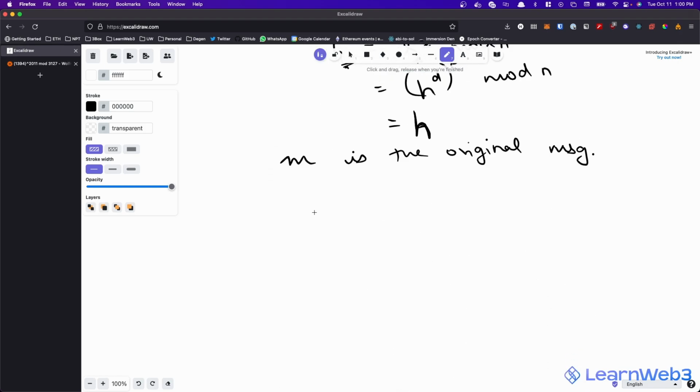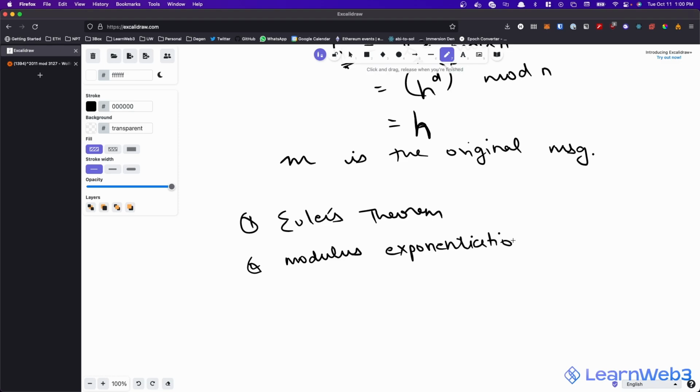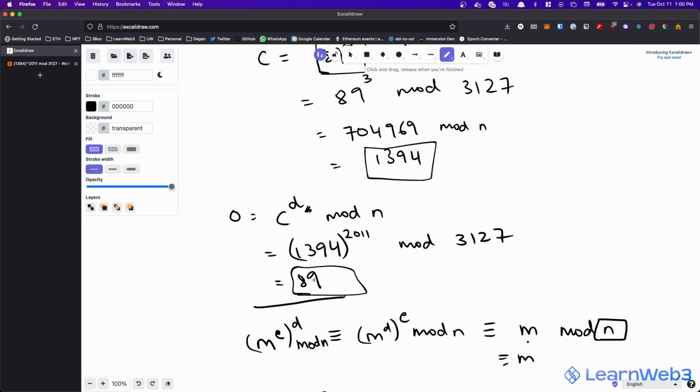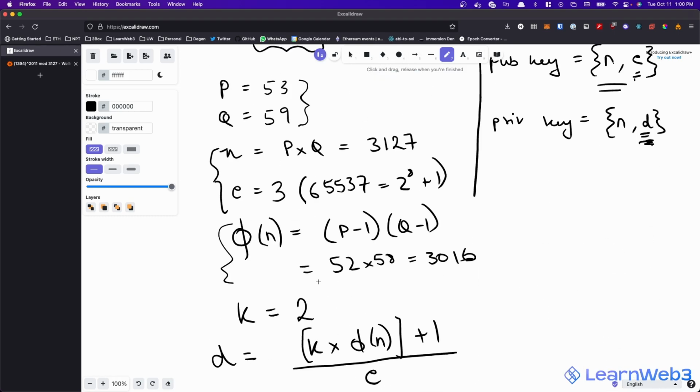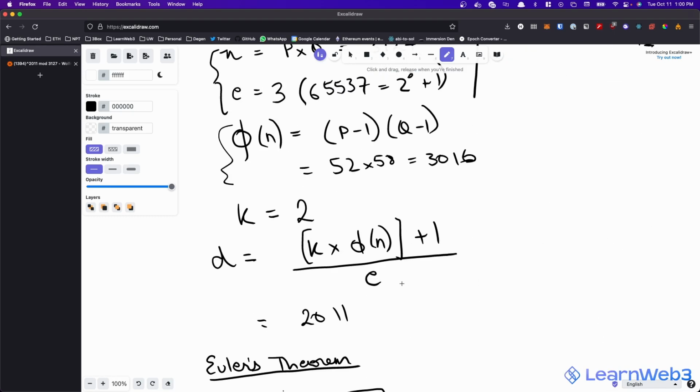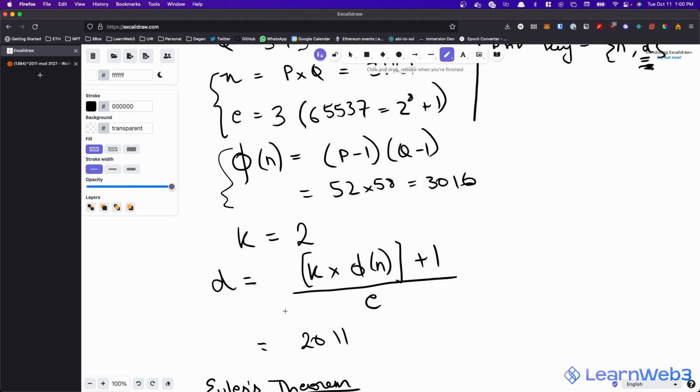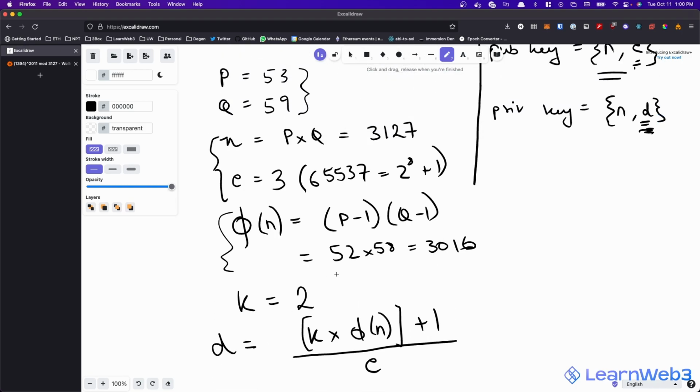All of this comes down to Euler's theorem and the properties of modulus exponentiation. So originally, the values we were choosing for these numbers looked quite vague and looked quite weird. Why are we doing this? But as you see the application, you realize that the numbers that we chose actually have pretty significant meaning.